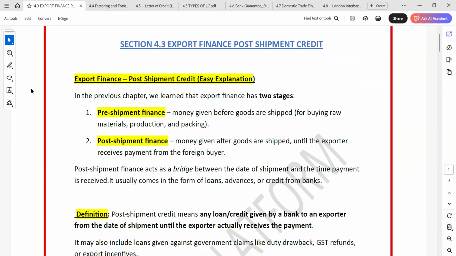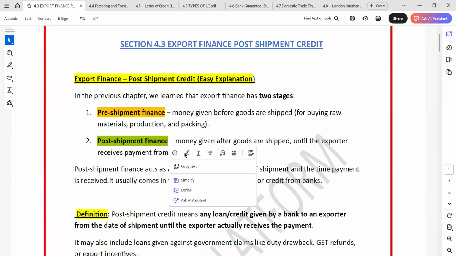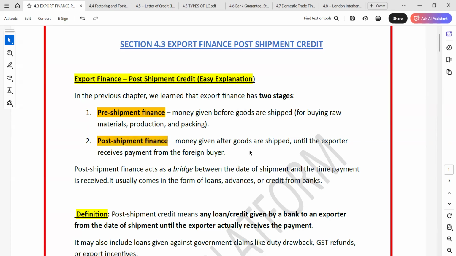In the previous video we discussed sections 4.1 and 4.2, in which we discussed pre shipment finance. Today we will be discussing post shipment finance. Pre shipment is money given before goods are shipped for buying raw material, production, and packing. And now the concept is post shipment. So, what is post shipment? Money given after goods are shipped.